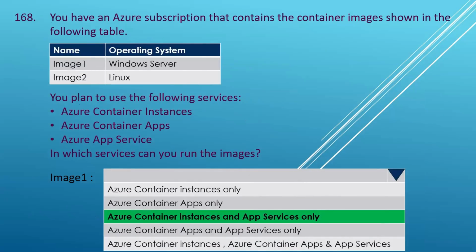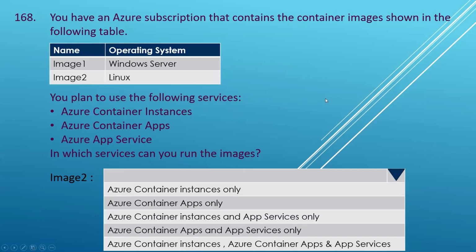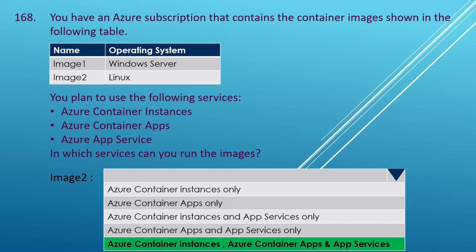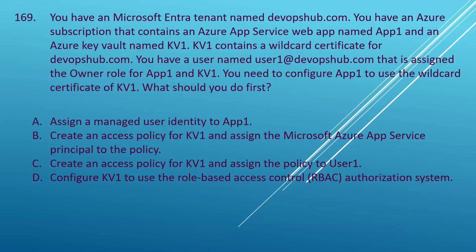So folks, based on the documentation we just went through, you already know that Azure Container Apps cannot be used for image1. That means the correct option is Azure Container Instances and App Services only. The next part of this question talks about image2. Because it is a Linux-based image, all three options are valid. That means the fifth option, Azure Container Instances, Azure Container Apps, and App Services, is the valid choice in this case.